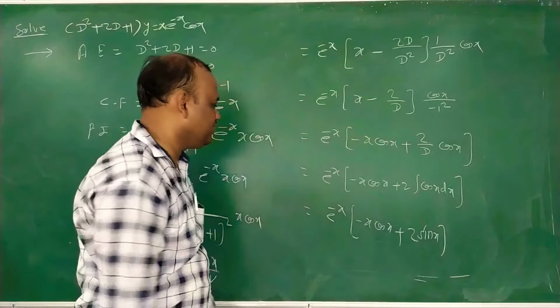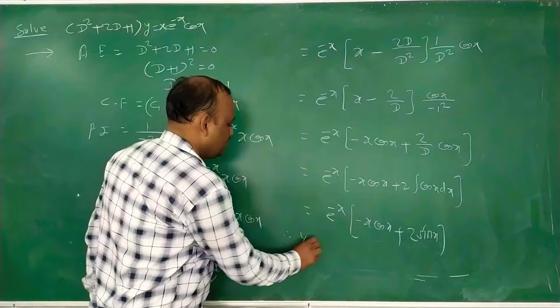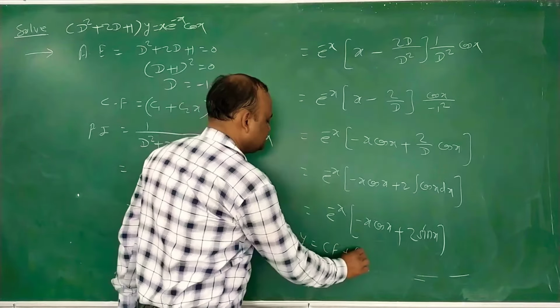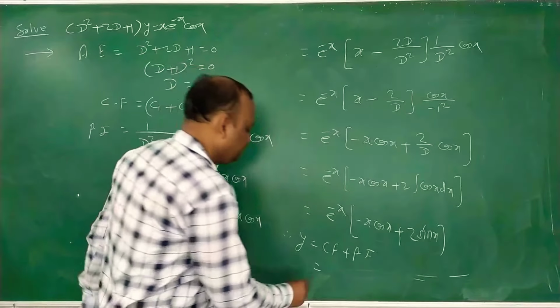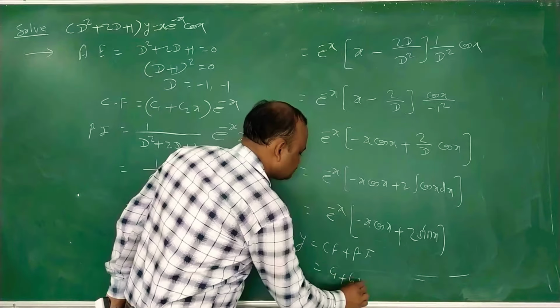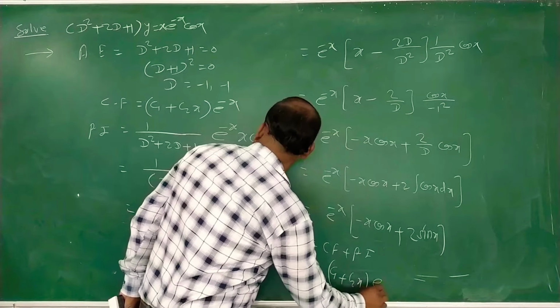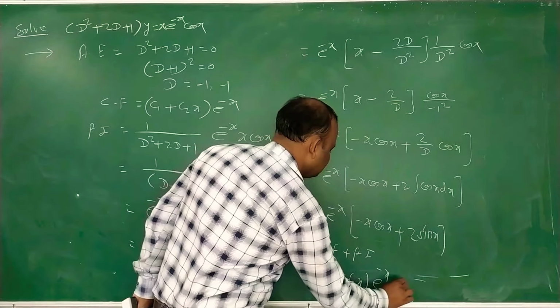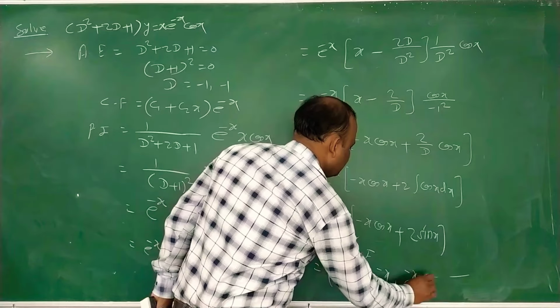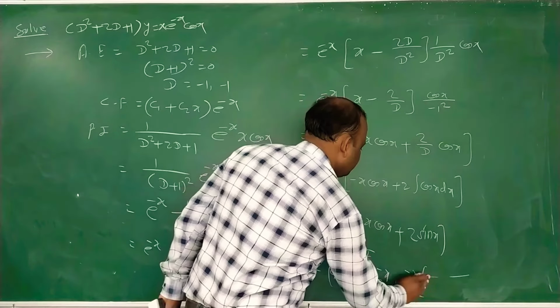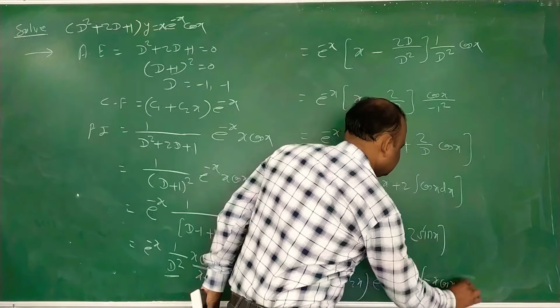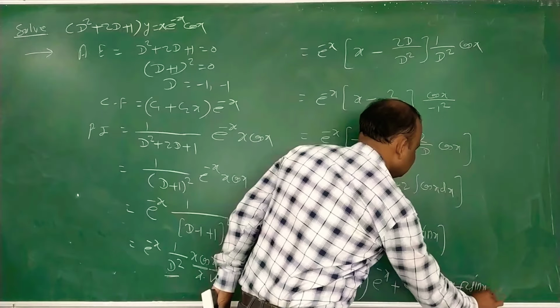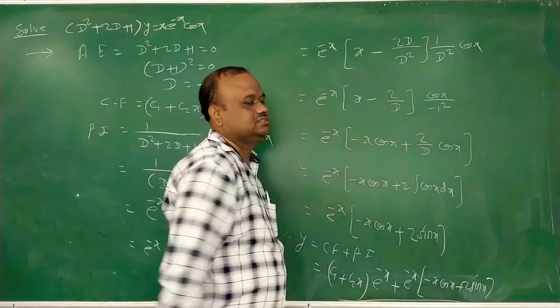Now using this we can write the final solution. y is equal to CF plus PI. What is CF? CF is (C1 + C2x) e^(-x), plus PI, e^(-x) into [-x cos x + 2 sin x]. So this is the final answer of this.